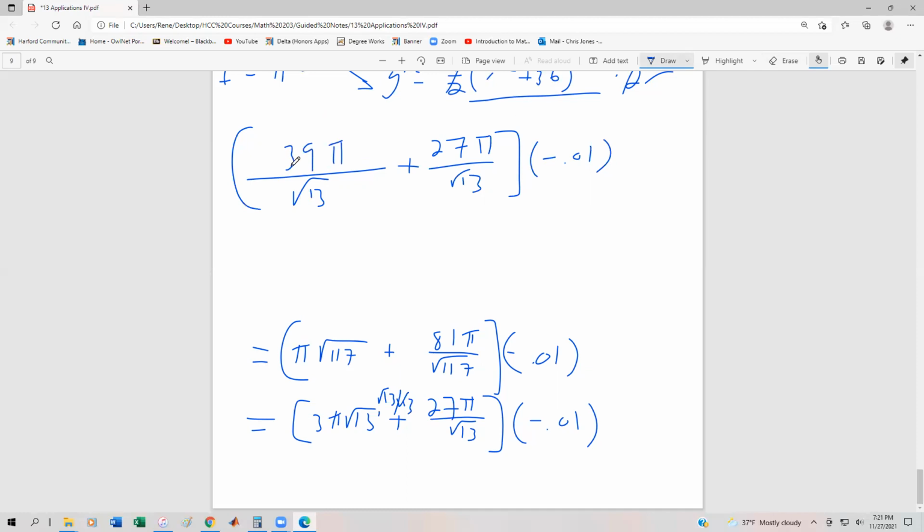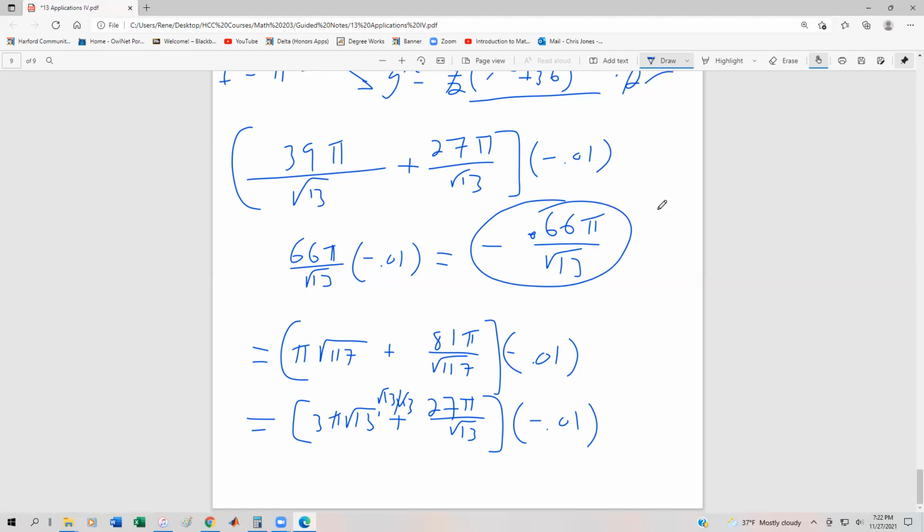And now we can just add these together because we have a common denominator. We know 39 and 27 is going to wind up being 66. So we end up with 66 pi over root 13 times negative 0.01. Certainly we could multiply the 66 times the 0.01, and so the most exact answer I think we can get for this is going to be negative 0.66 pi over the square root of 13. I'm sure we could throw that into our calculator and get some sort of approximation, so make sure we can do that as well.